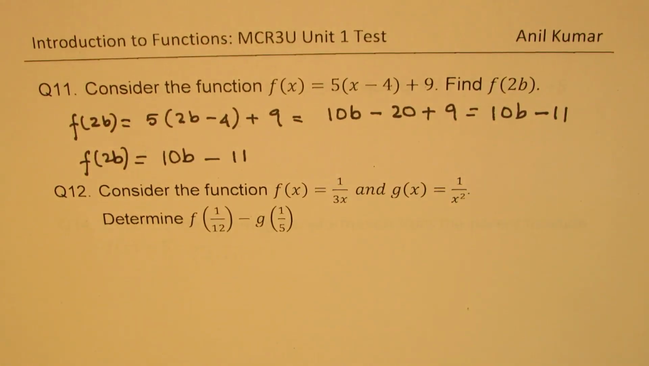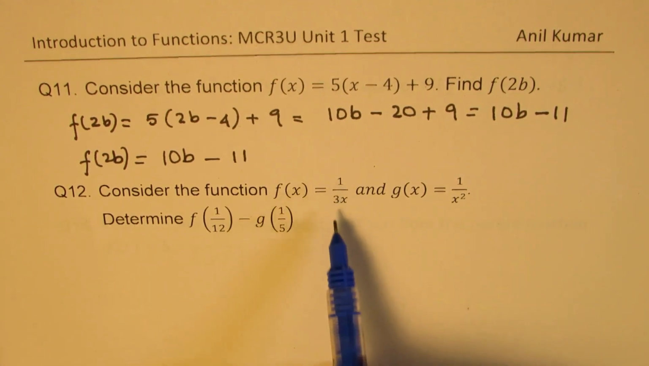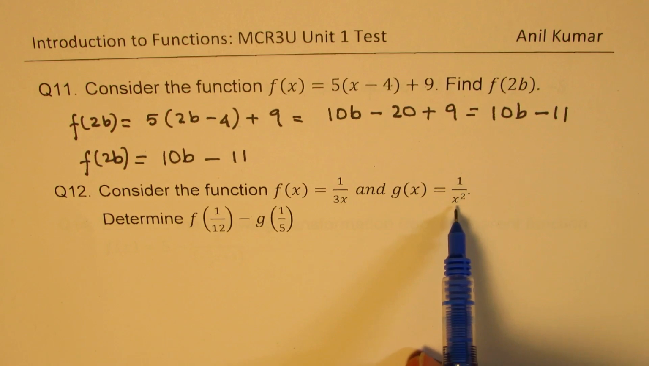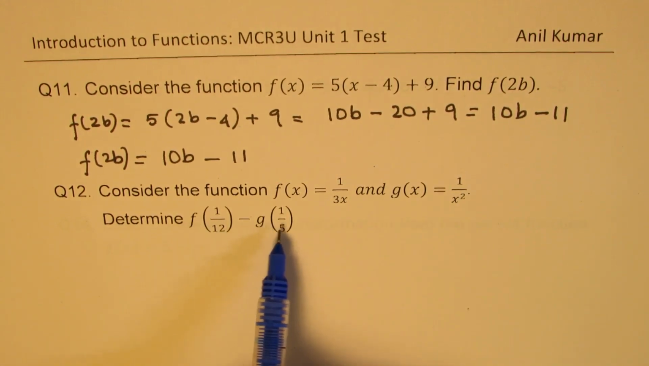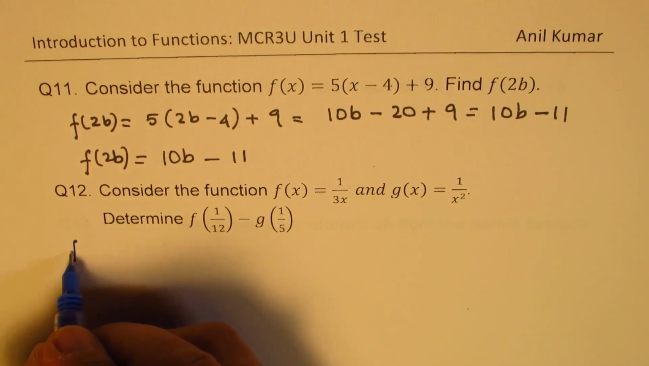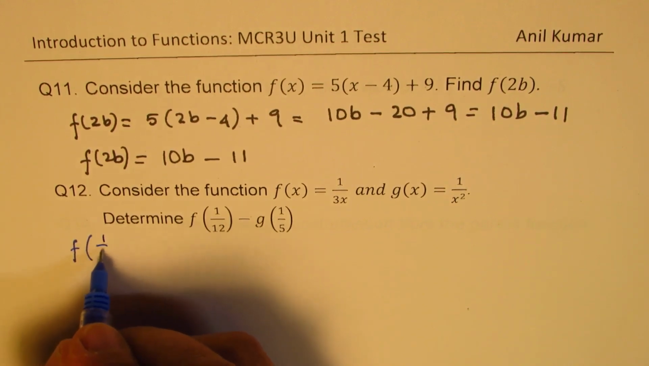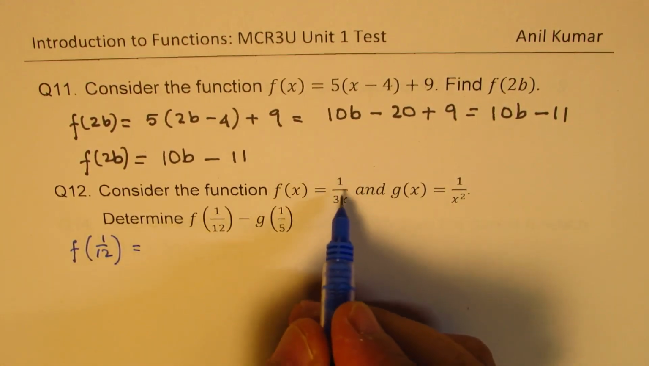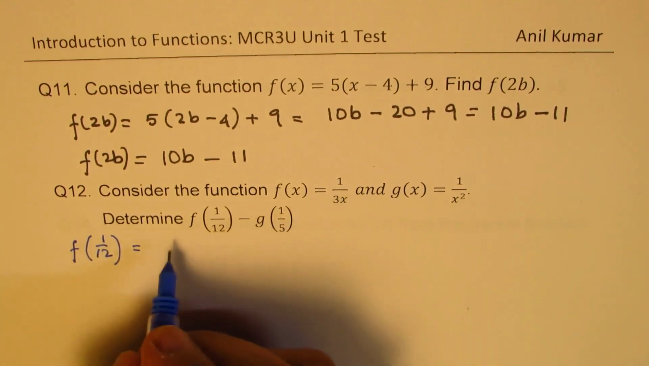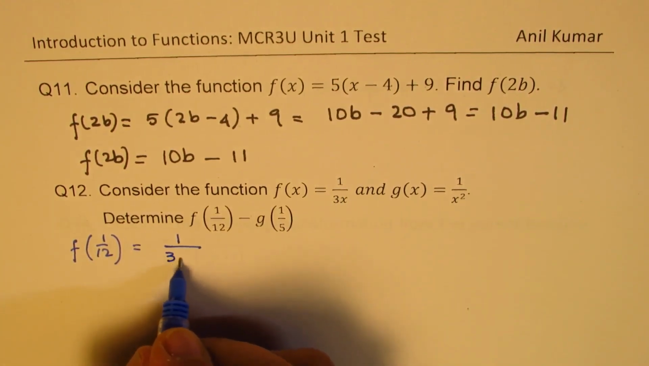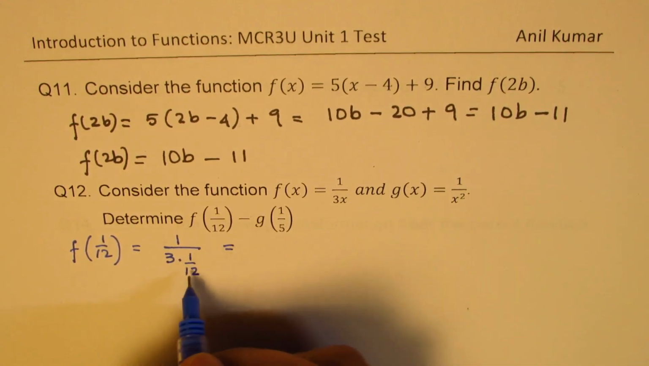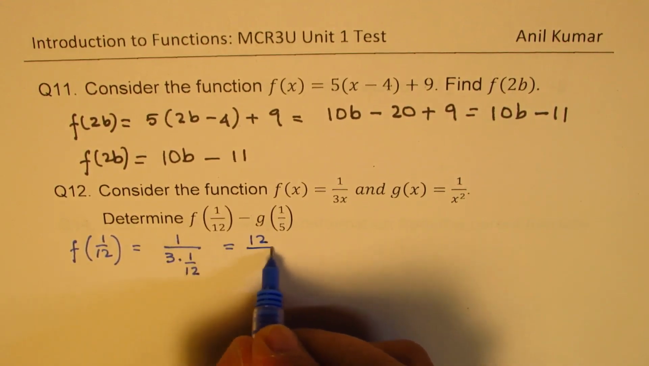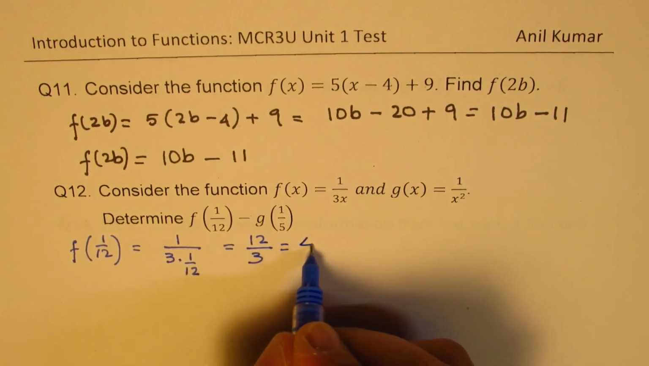The next question, question number 12, is: consider the function f of x equals 1 over 3x and g of x as 1 over x squared. Determine f of 1 over 12 minus g of 1 over 5. Let's first find f of 1 over 12. In this formula, let's substitute 1 over 12. So we have 1 over 3 times 1 over 12, which you could write as 12 over 3, which is 4.